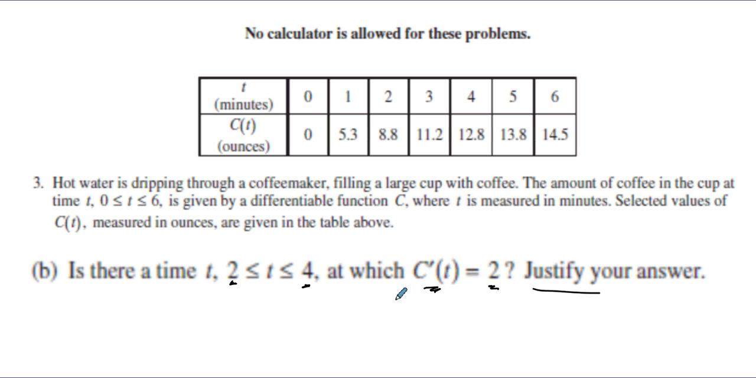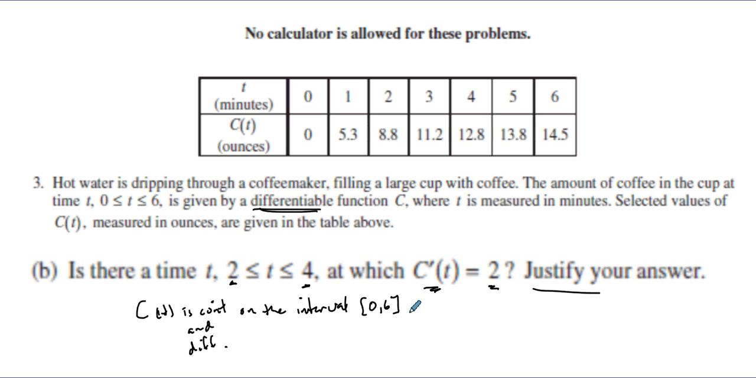Well, this looks like a value theorem. We see that it says C is differentiable, so we know that C is continuous. So C of t is continuous on the interval from 0 to 6. So we know that's going to be true, because since it's continuous, we also know it's differentiable. Continuous and differentiable, and that is good to know.